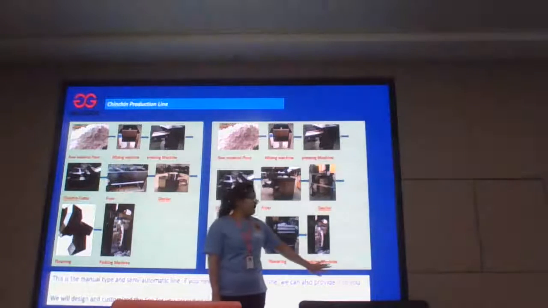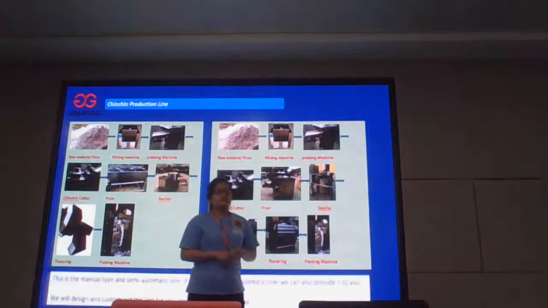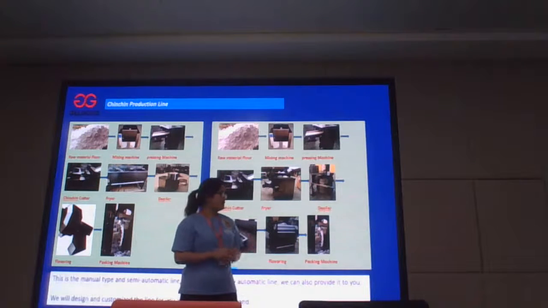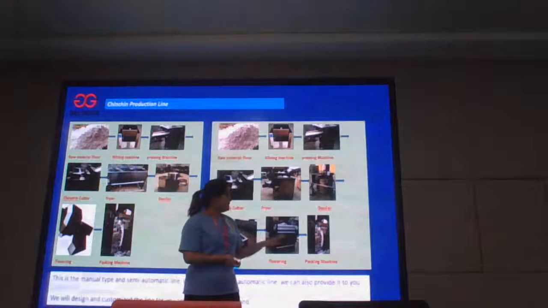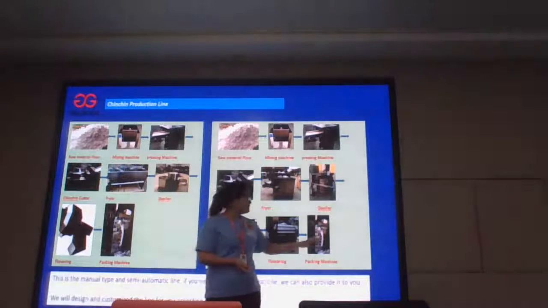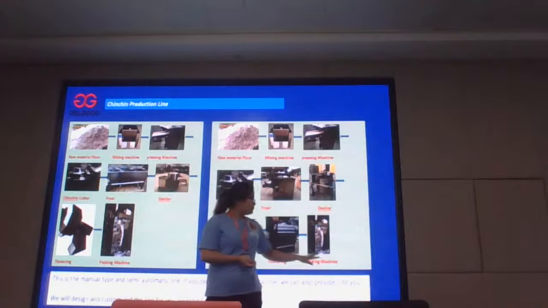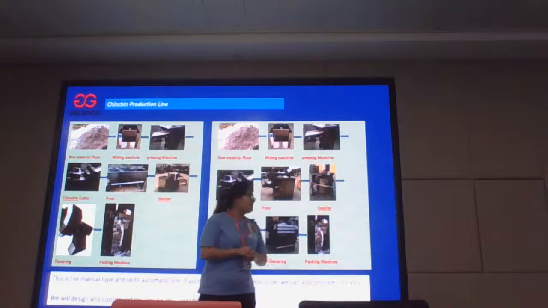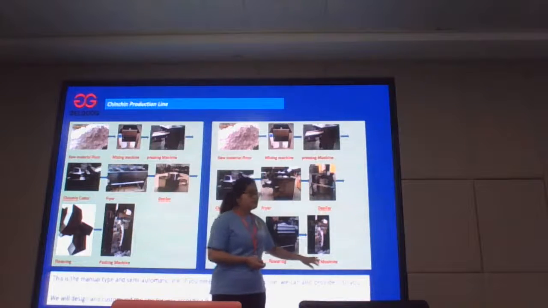This is also the semi-automatic packing machine. And if the customer's demand is very big, maybe he has a big factory, and he wants to save more labor, he can choose another automatic packing machine. It can add the chinchin into this packing machine and pack the chinchin automatically, which saves more labor, and this is more convenient and saves more time.